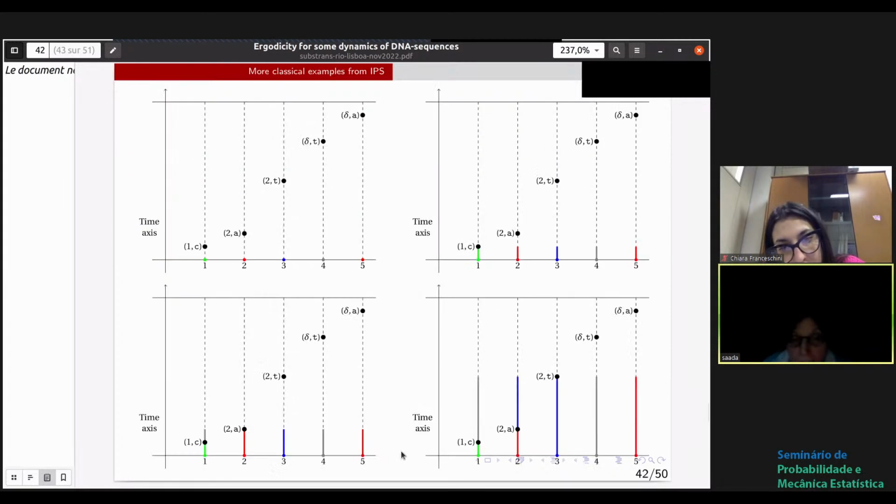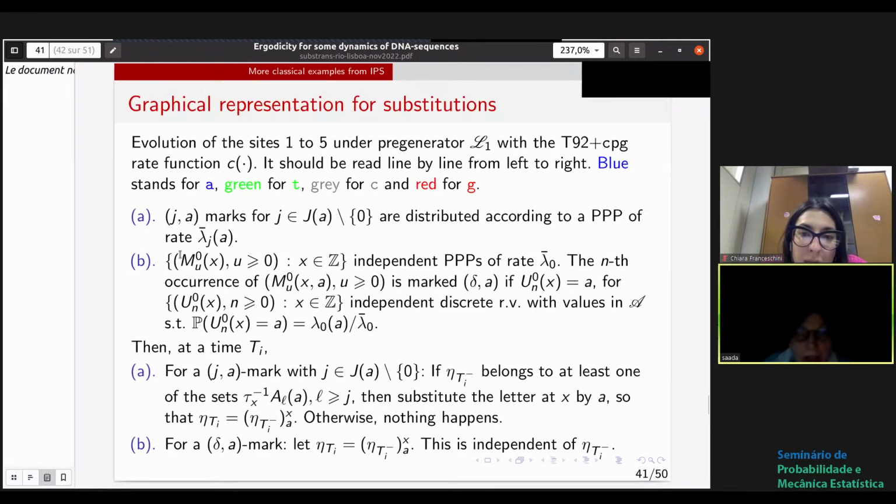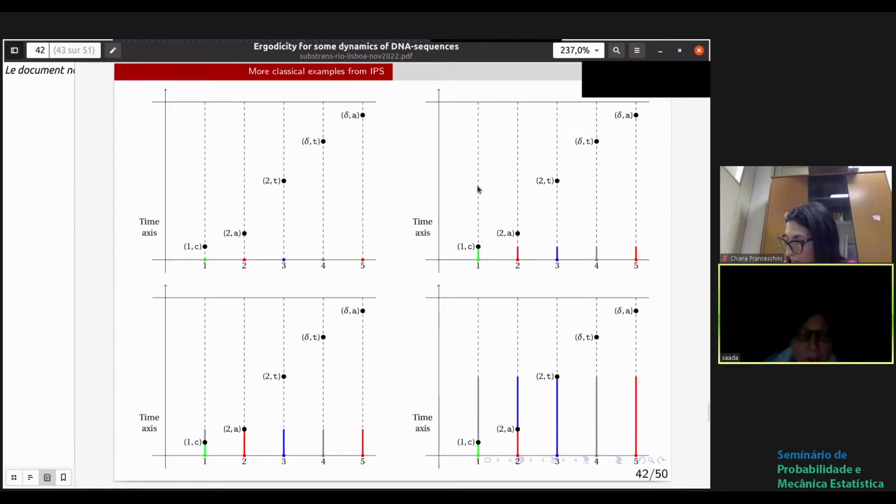So I'll try to show you on a picture. As is written here, and I try to remember, and you try to remember with me, that blue is A, green is T, gray is C, and red is J. Okay, so let's look at this picture here.